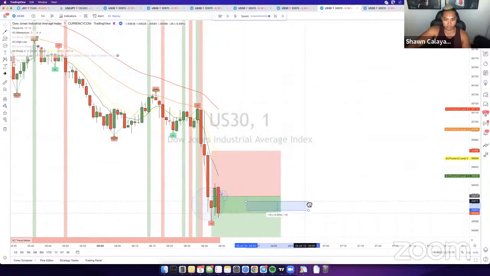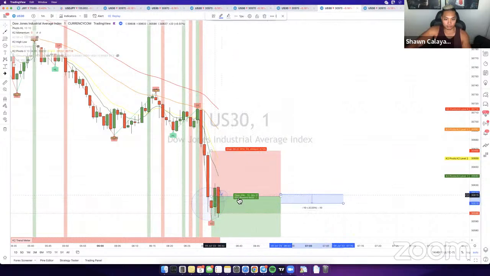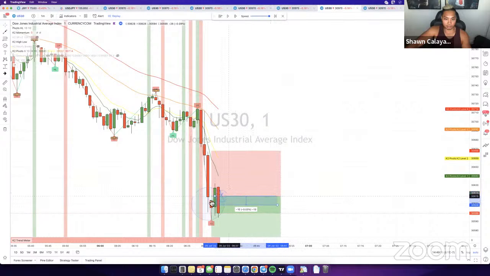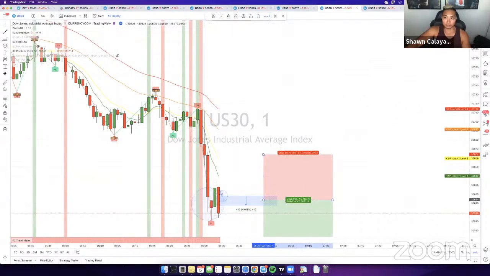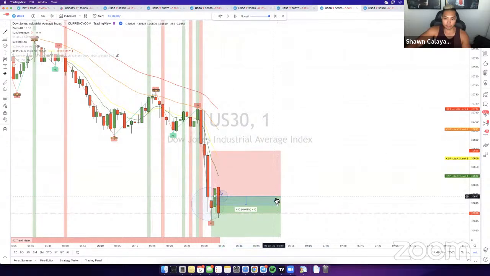So as you can see right here, there's 3 different entries. If you entered immediately on open, you would have made 100 pips there. You would have taken another entry right here as price came back down. That would have hit your TP. And then for the third entry over here, like this one right here, you would have had another TP right there. So that's 3 back-to-back wins.